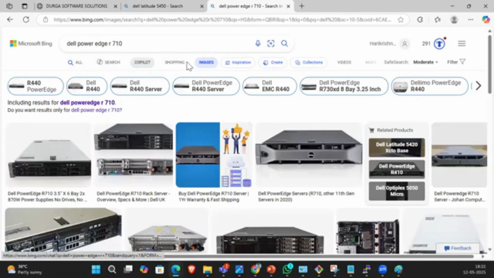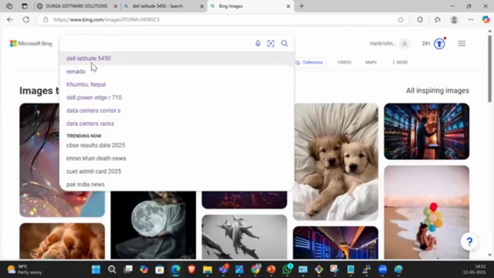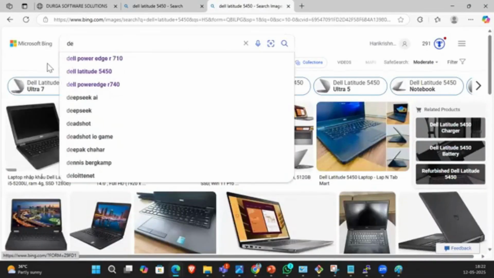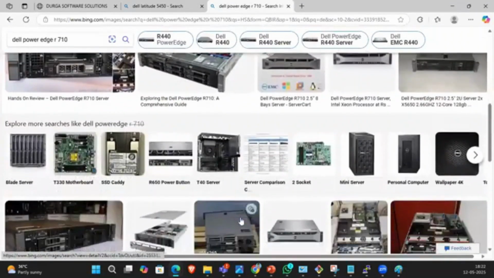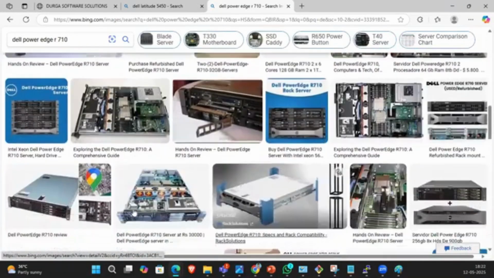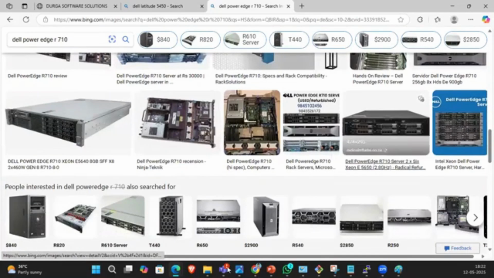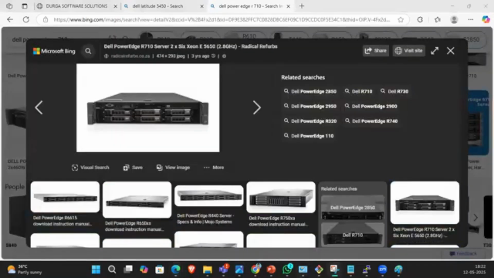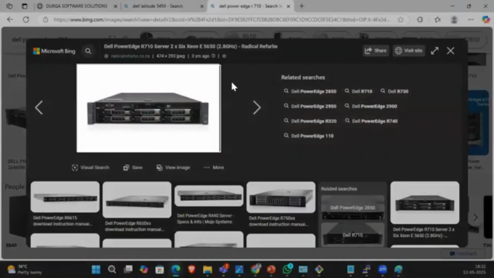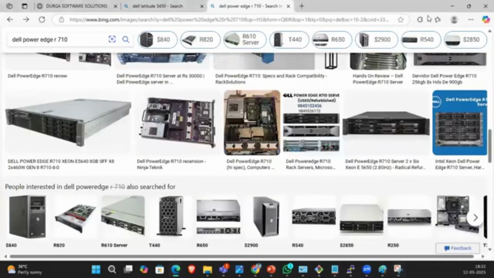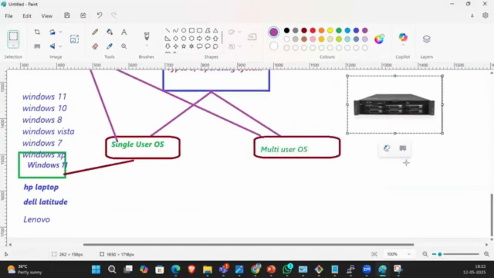Guys, understood? So what are the servers? Dell Latitude, Dell PowerEdge R710. These are all server hardware. For example, this is the Dell Latitude, and this is the Dell PowerEdge R710, the hardware server.